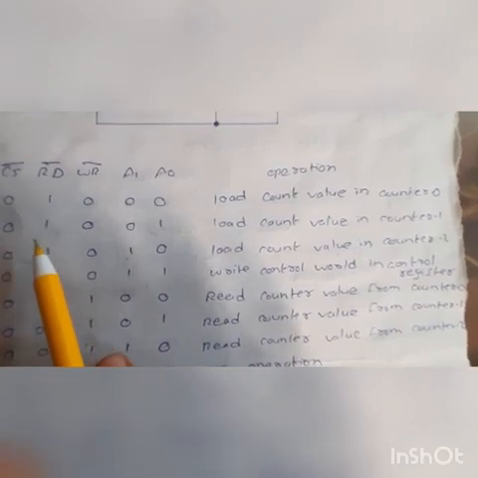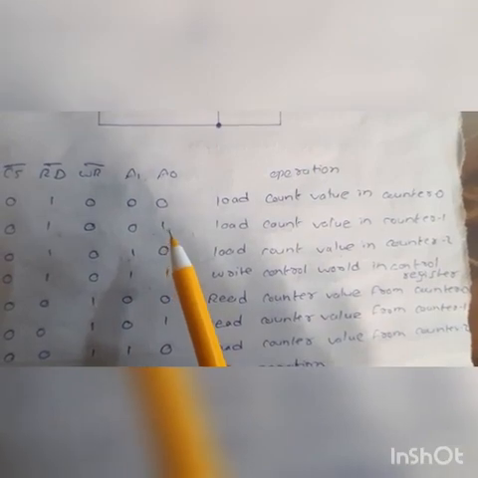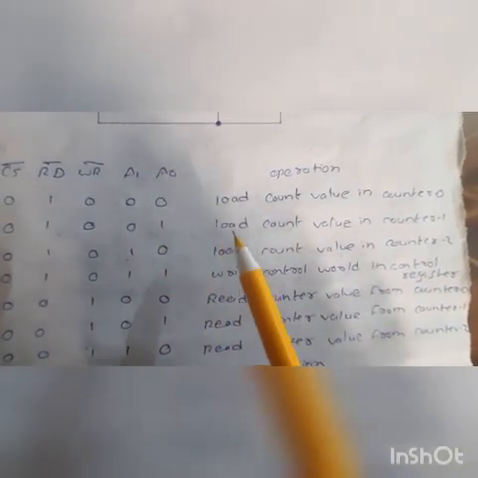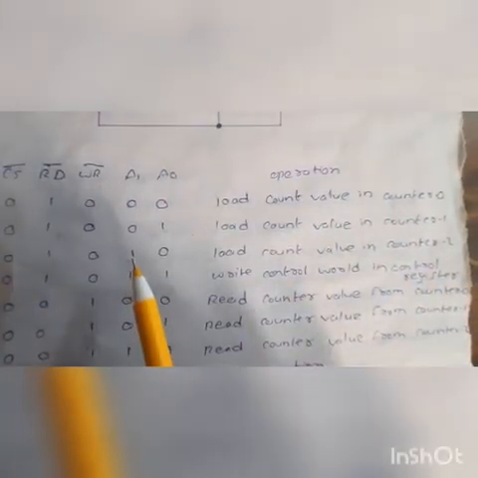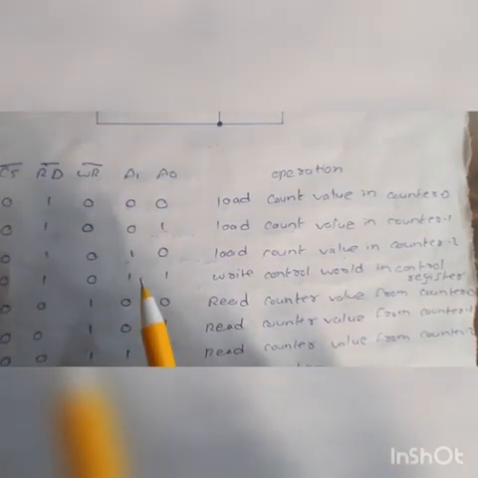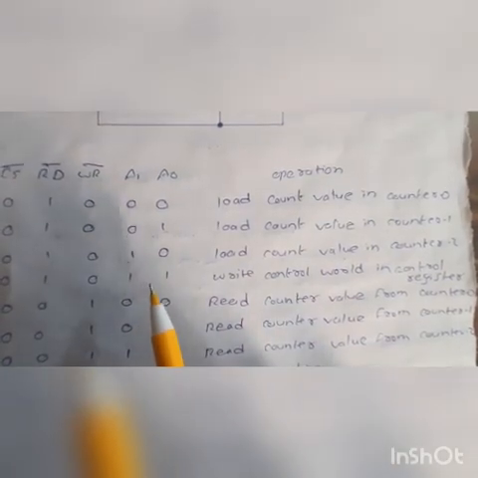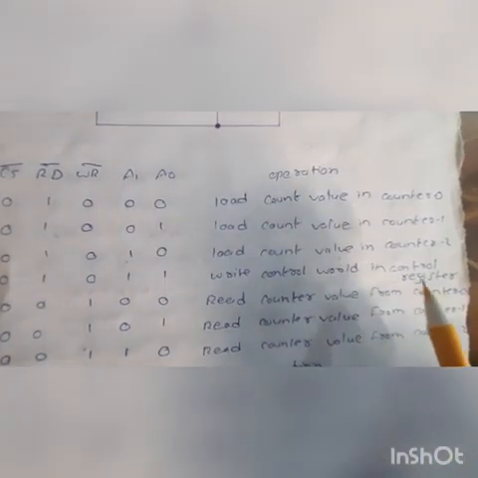chip select is enabled, write is enabled, and A0 is enabled. By enabling A0, we are going to load the count value in counter 1. By enabling A1, we are going to load the count value into counter 2. By enabling both A1 and A0, we write the control word in the control register.